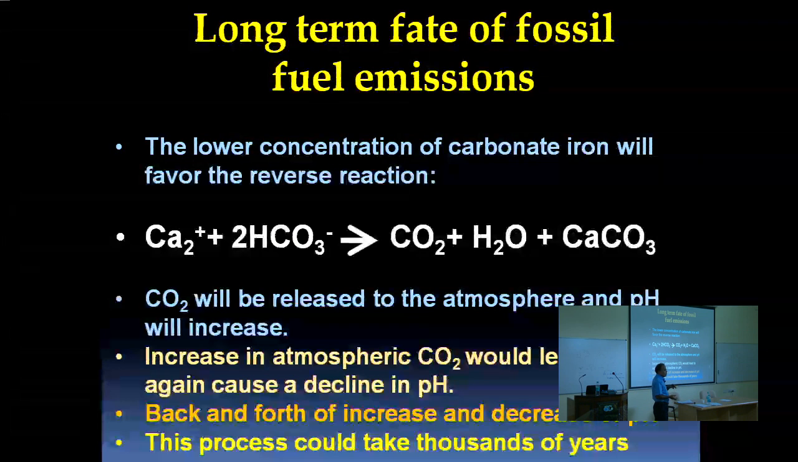I mean, so you are going to have a long time scale process where CO2 for a certain period will be taken up from the atmosphere by the ocean, and then you are going to have another type of equilibrium where CO2 will be released to the atmosphere. So you are going to have an oscillating cycle, which could have thousands of years, right? Now, back and forth of increase and decrease of pH, this process will take thousands of years. So eventually, the ocean has the potential to take a lot of CO2 that we are emitting, but the only problem is the time scale.